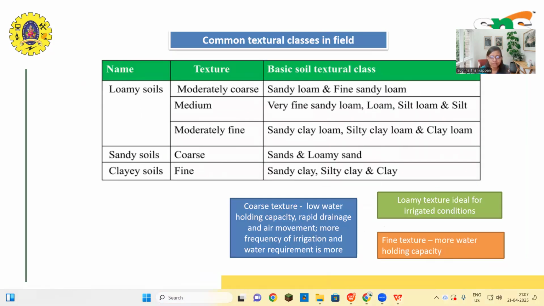What are the common textural classes one can find in the field? Based on these textural classes, we have loamy soil, sandy soil, as well as clayey soil. The loamy soil you can classify as moderately coarse, medium, and moderately fine. You can see the examples given in the table.